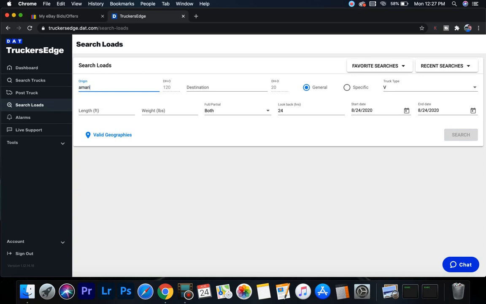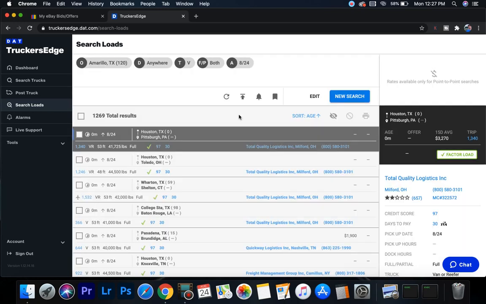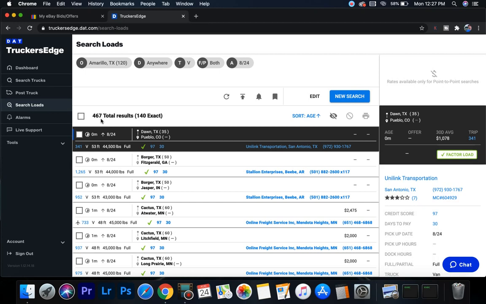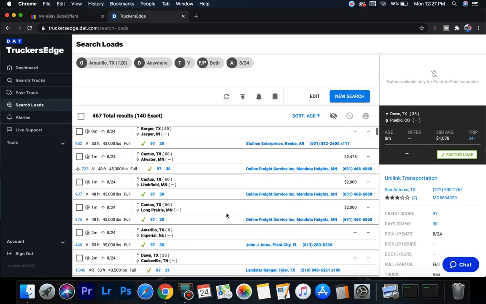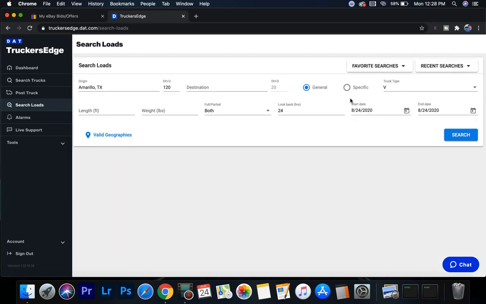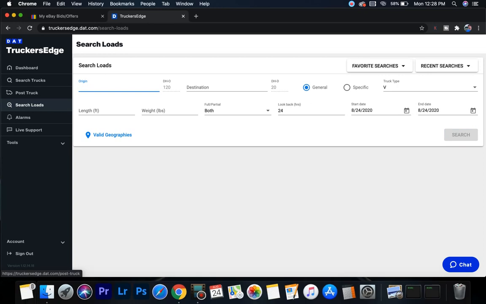Let's check out Amarillo. Amarillo by morning. 467 total with 140 exact. The 140 exact means it's within 120 mile radius. And yeah, it's not too solid, but you know, there's freight. If you get a good load going in, there's freight in there to get you rolling back out. It's not a high freight rate hub. That's why I don't ever check it, but it has freight.